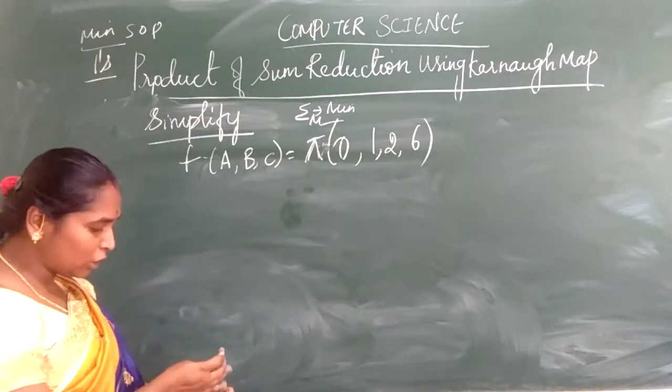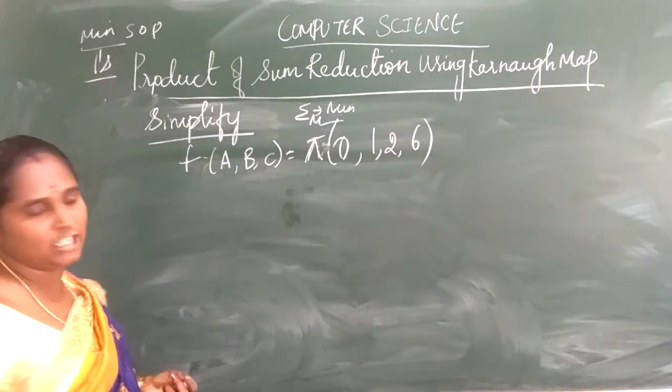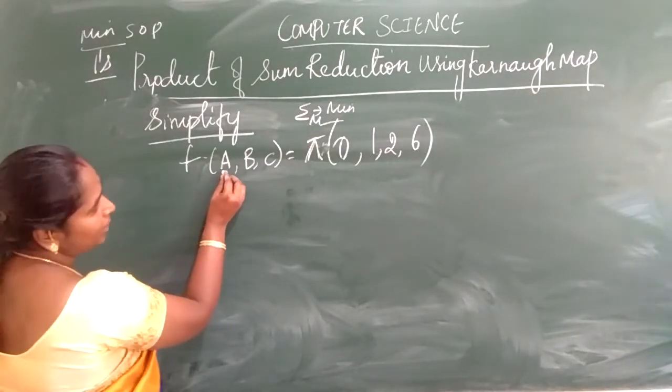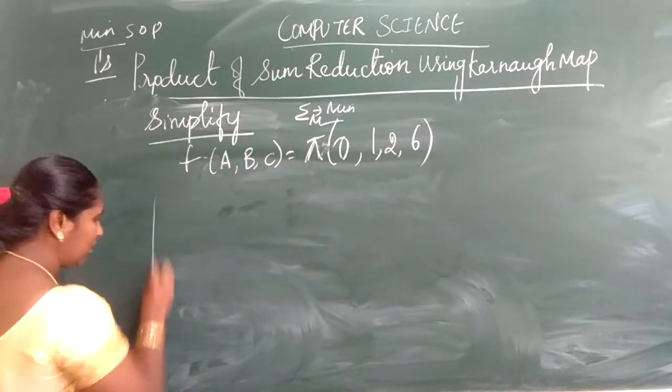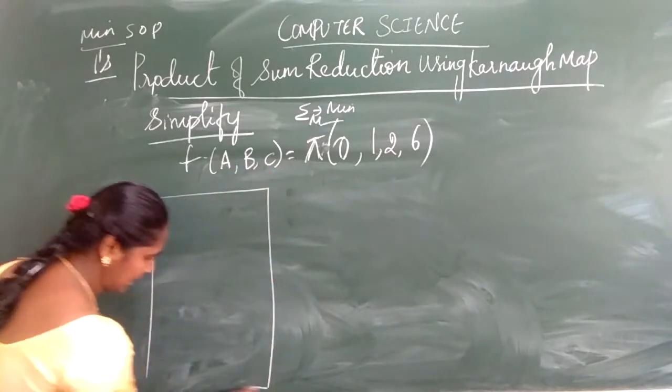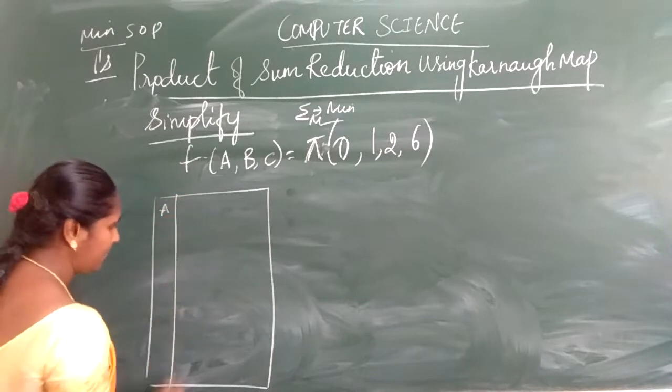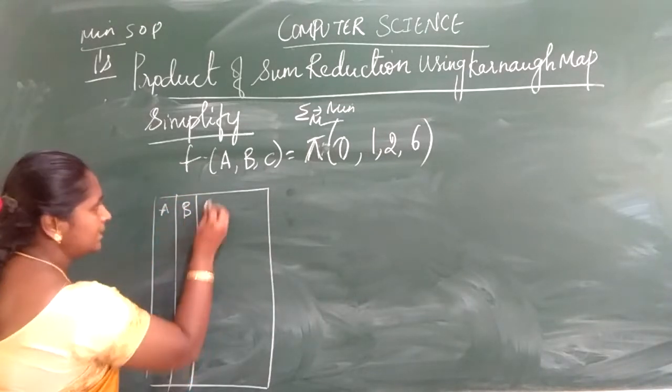For this, the first rule is that you have to draw a truth table. How many variables are there? A, B, C. So represent A, B, C as inputs A, B, C.